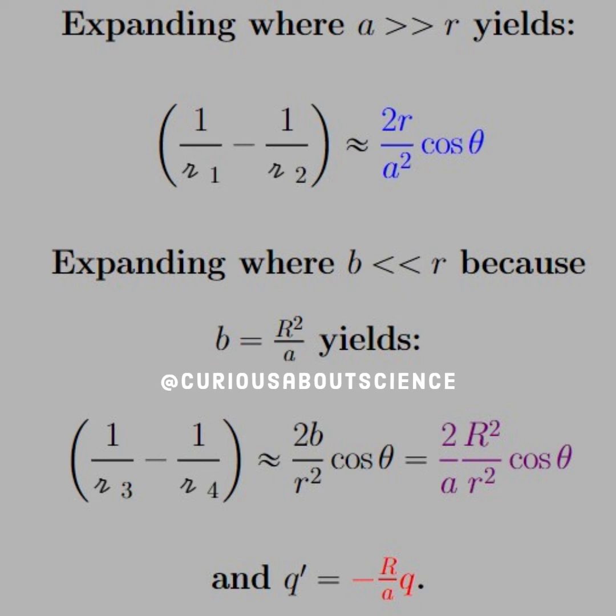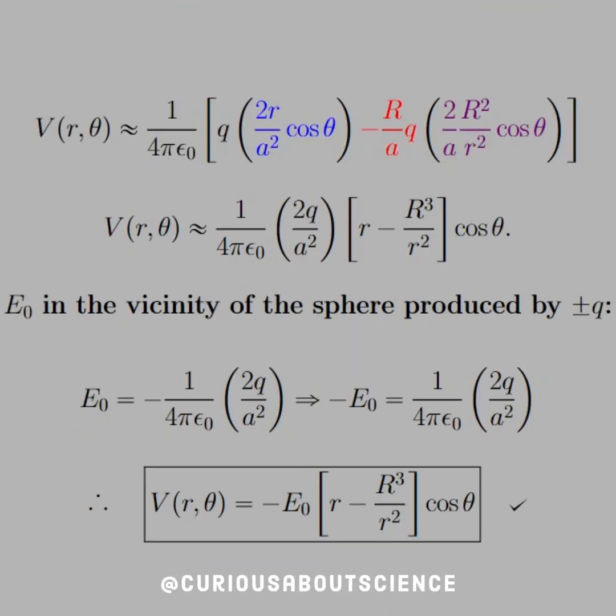Now expanding for where B is much, much less than R, since the image charges are on the inside of the conducting sphere, we get a similar situation except the numerator has B in it and the denominator has R in it to make sure it converges. Also note that from the geometry, B is equal to R squared over A, which was established in the previous problem, so we substitute that in and we get the result in purple. Also note that the image charge had the ratio of negative R over A, times Q, which was also determined in the previous problem. All that just to substitute into the potential formulation that we had last time.